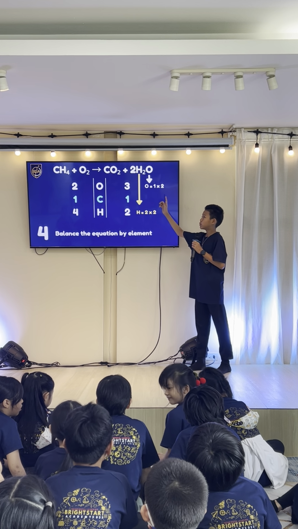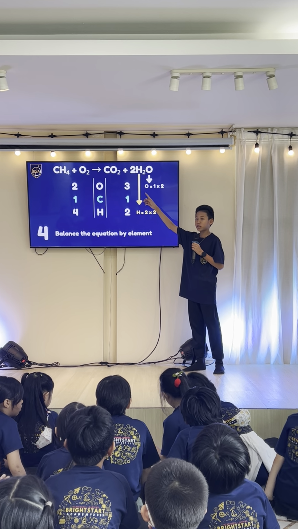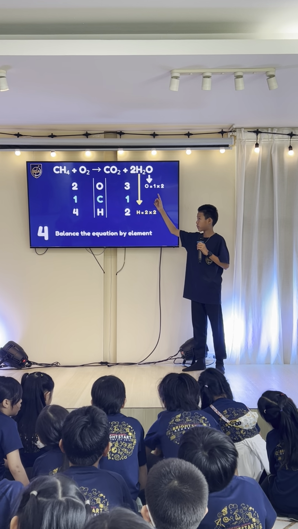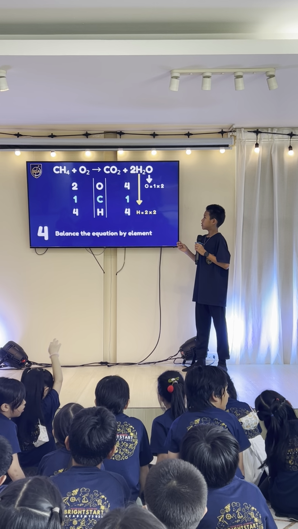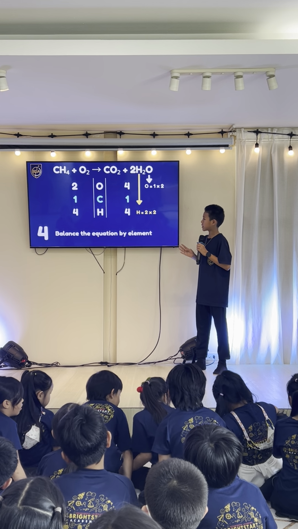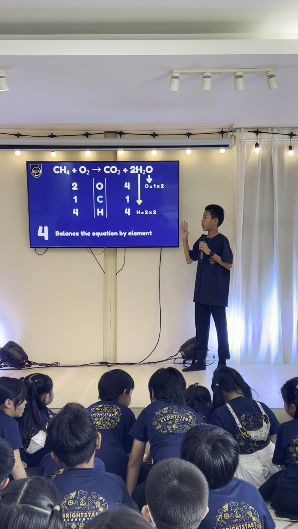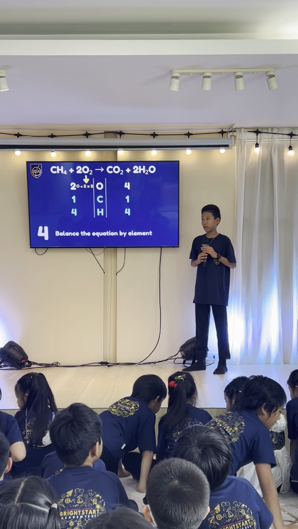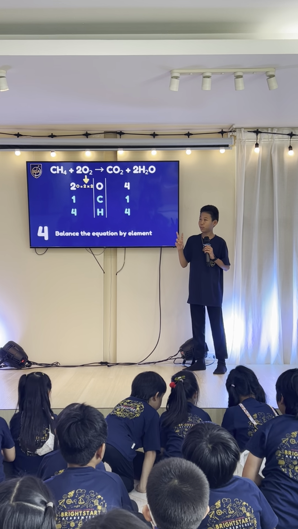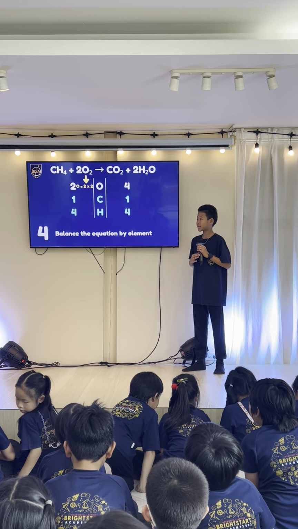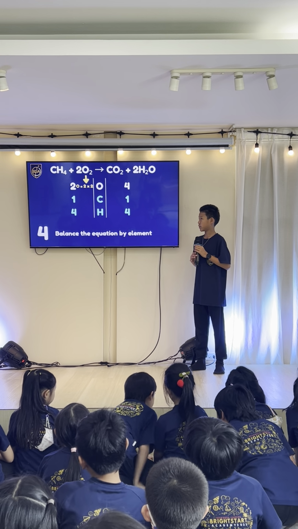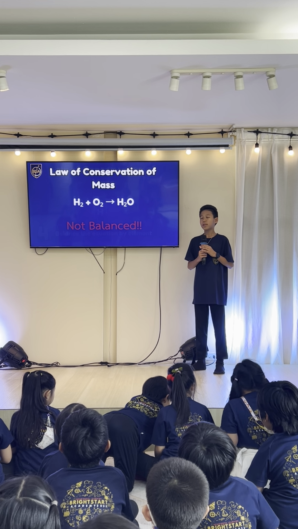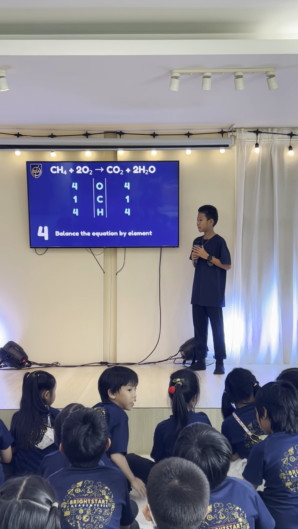Since we have 2 types of oxygen, the oxygen in carbon dioxide and the oxygen in water, we'll get 4 hydrogens and 4 oxygens. Now hydrogen is balanced but oxygen is not, so let's add a coefficient 2 to oxygen on the reactant side to get 4 oxygens. So now our equation is finally balanced.